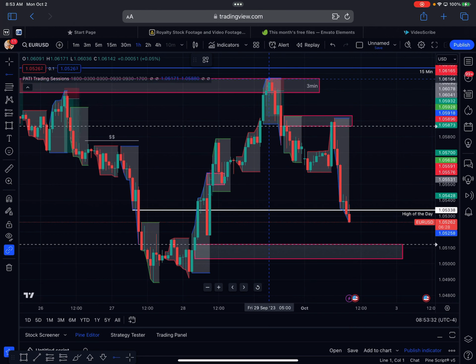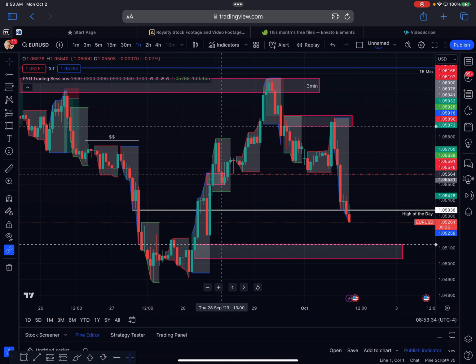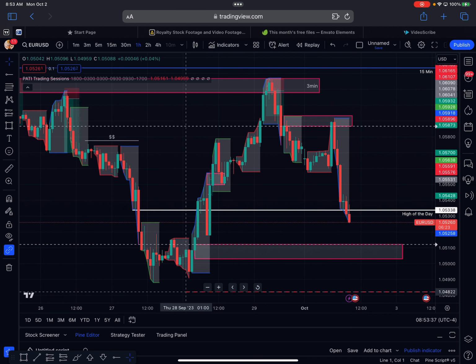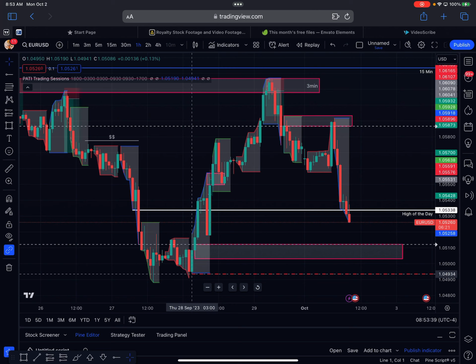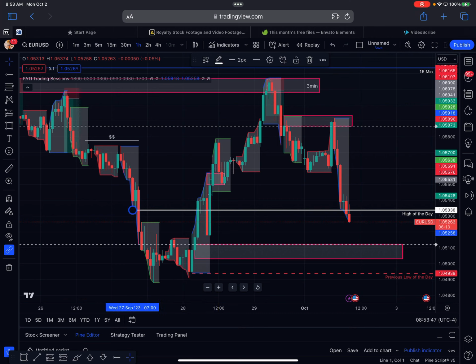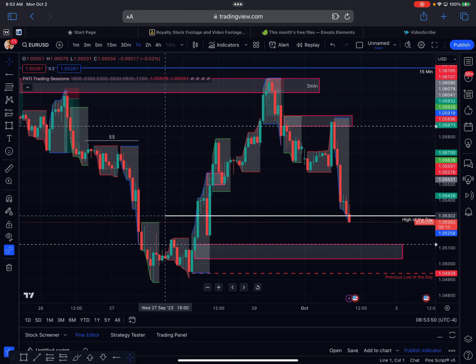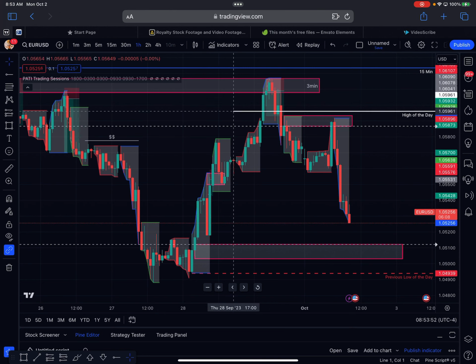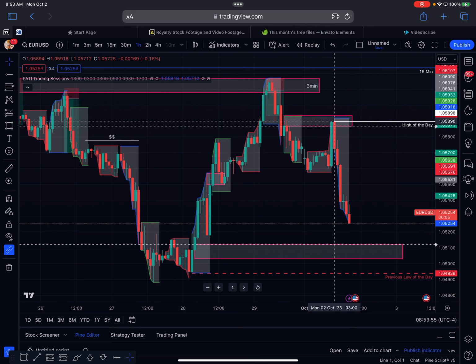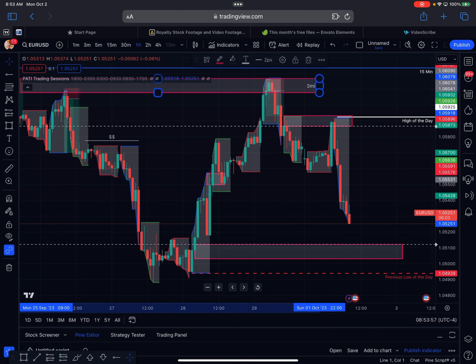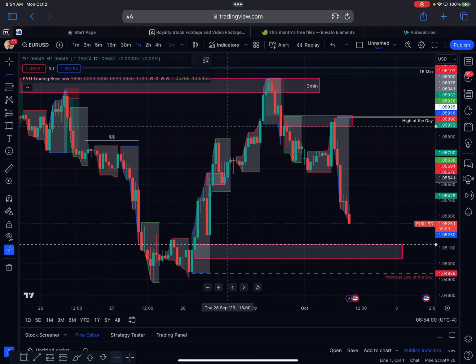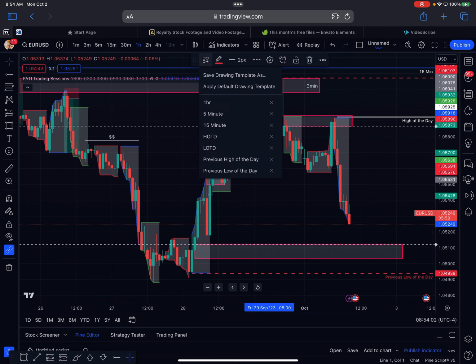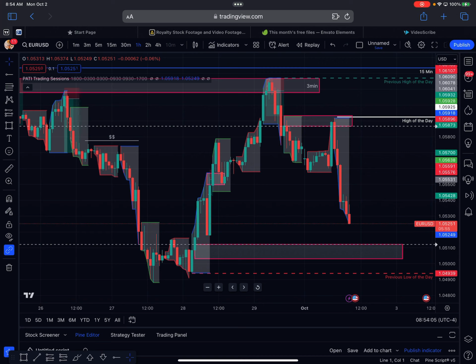So that was our previous low of the day. This right here, this may be our high of the day right here. This is our previous high of the day. So we're gonna go ahead and mark that as the previous high of the day. All right, and then all we need is the low of the day that happened during that session.